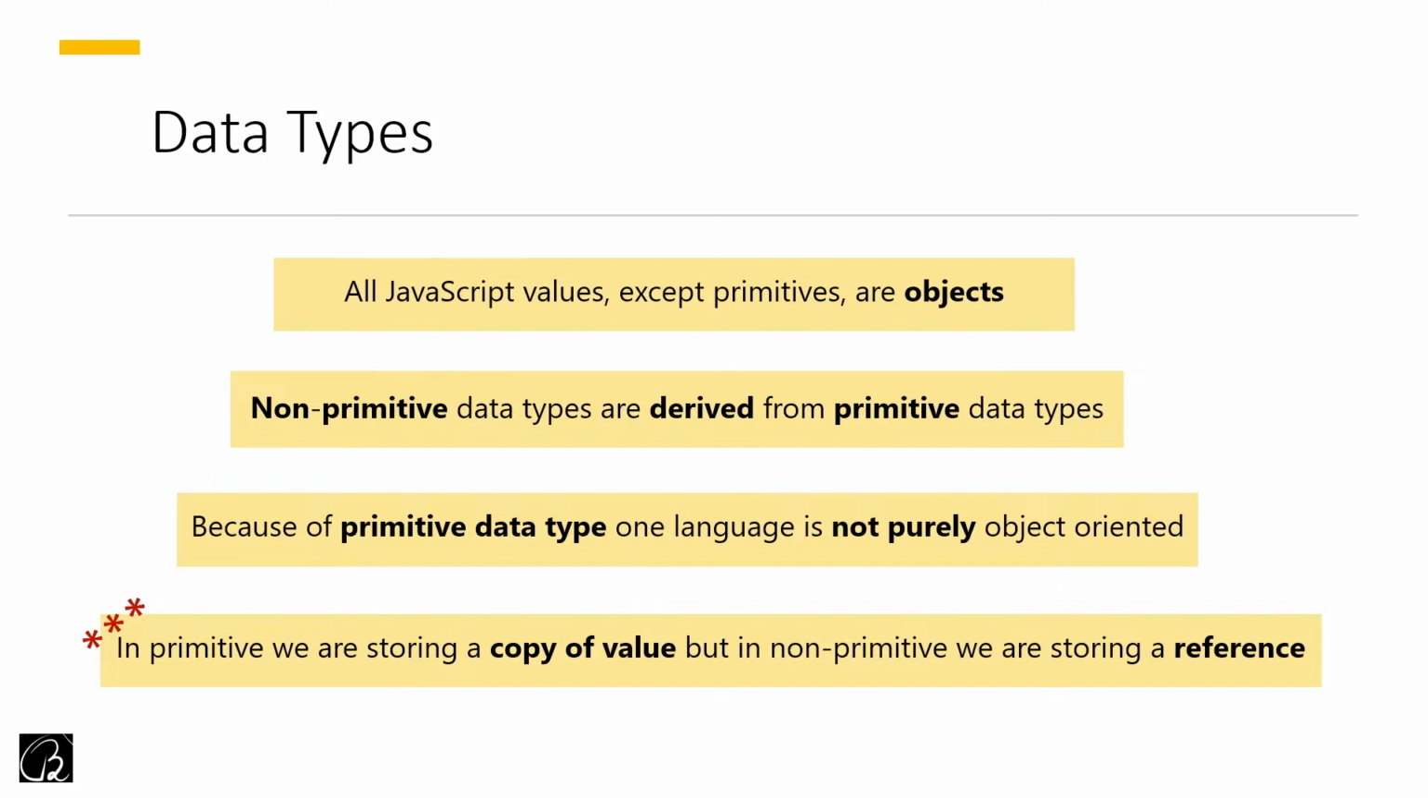Possibly I'll create a separate video where I will discuss the difference between non-primitive and primitive data types. It is not only for JavaScript, it is applicable for other languages as well. In this video, we will only talk about primitive data types. So let's see some of these in action.